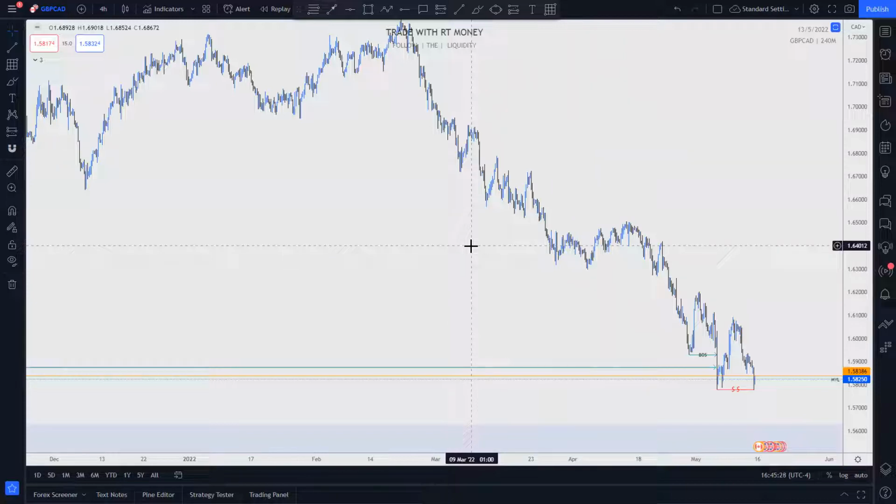We're looking at pound CAD this time. The last video was pound USD. We're moving on to pound CAD. Am I bearish? You bet I am. Why? Because the pound is weak and the CAD is gaining a little strength.